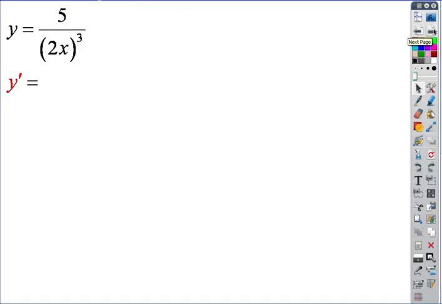Okay, what about that one? Let's go one back. That one. Looks scary, but once again, our goal is, can we make that look like something times x to a power?